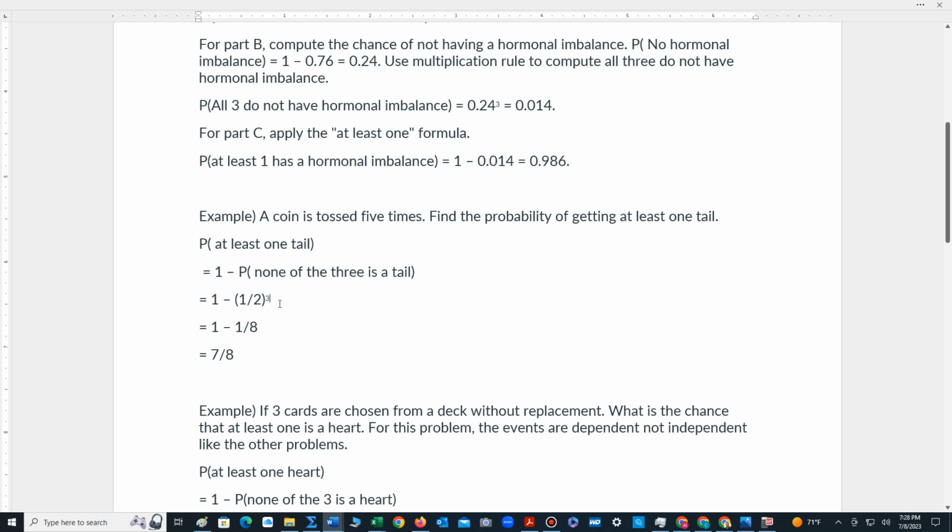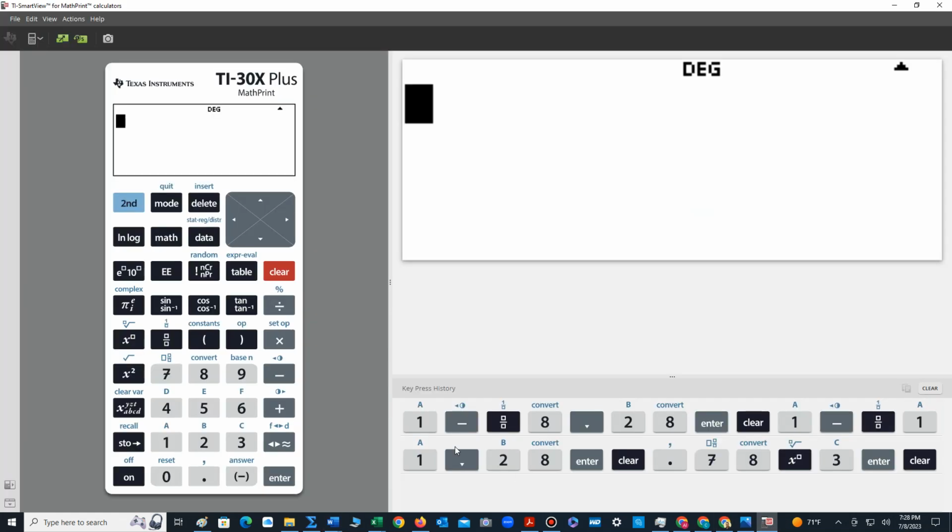And then actually we want it to be to the 5th power, right? Because we're tossing a coin 5 times. And then 1/2 to the 5th power, that's 1 out of 32. And then we can complete the result. 1 minus 1 out of 32.